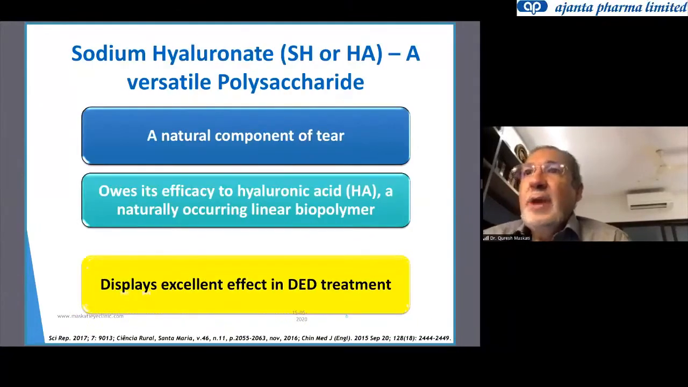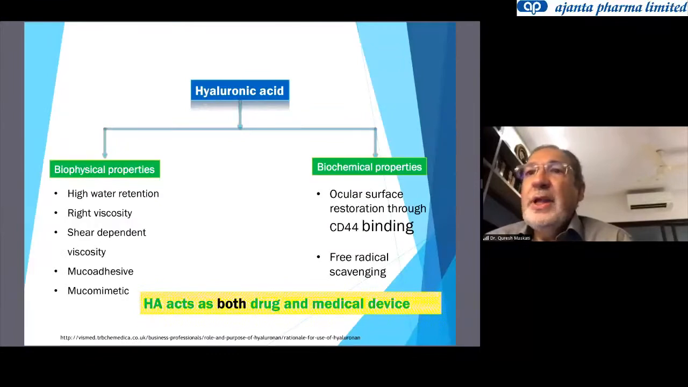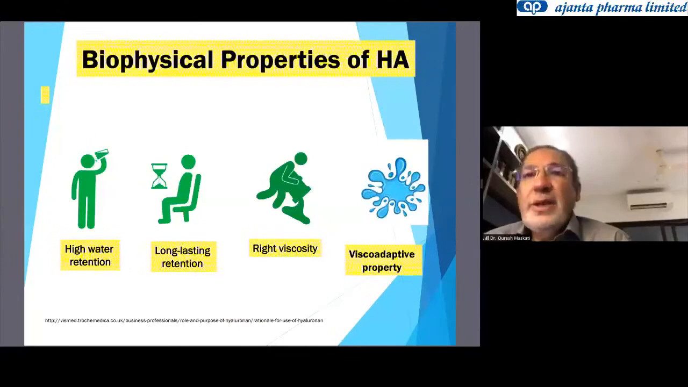As we are aware, HA is a natural component of tears. There is some amount of HA in our tears, and it displays an excellent effect by itself in dry eye treatment through both its biophysical and biochemical properties. The biophysical ones are high water retention, viscosity, and being mucoadhesive and mucomimetic. And the biochemical properties are its peculiar binding to CD44 and free radical scavenging, which we'll learn more about as we go. So first, the biophysical properties.